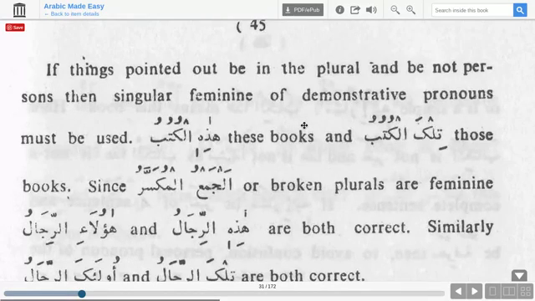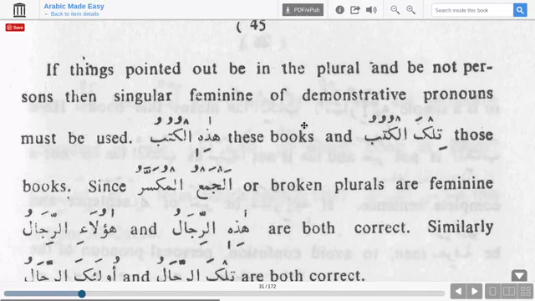Write it out. Want to learn Arabic? Gotta do work. Excellent. Learn Arabic, gotta do work. Gotta do work. Excellent. So I'm going to continue reading.